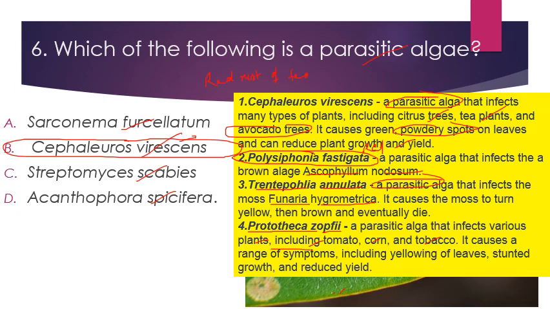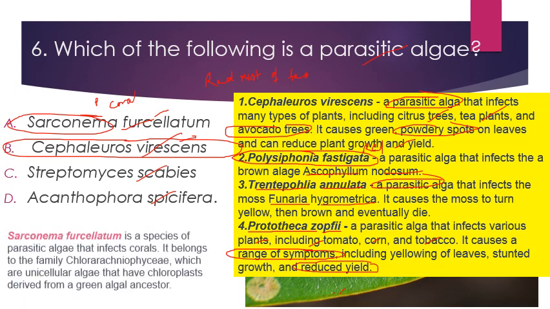और इसका जो symptom की range है वो बहुत बड़ी है, including yellowing of leaves, stunted growth and reduced yield, finally the death of plant. So these are some parasitic algae in addition to the Cephalorhizos virusans. And this first one, that is Sarconema furcillatum, it's again a parasitic algae but it infects the corals.